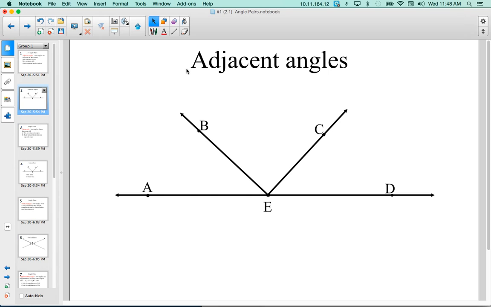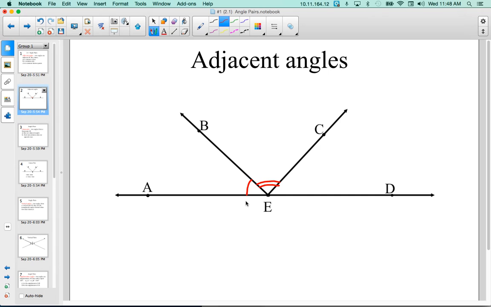All right. So here is a diagram where we've got points A, B, C, and D, and E here in the middle, and that is our vertex. E is the vertex. So what we have here is a lot of different adjacent angles. We're going to talk about one specifically here. We've got angle AEB, which is this angle, and we have angle BEC. Now, these are a pair of adjacent angles.